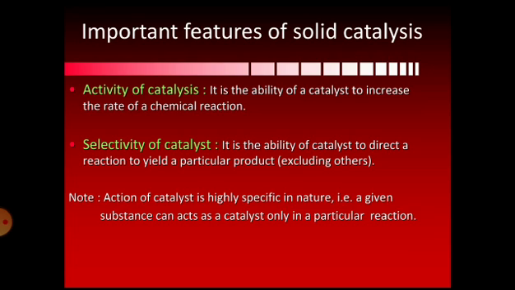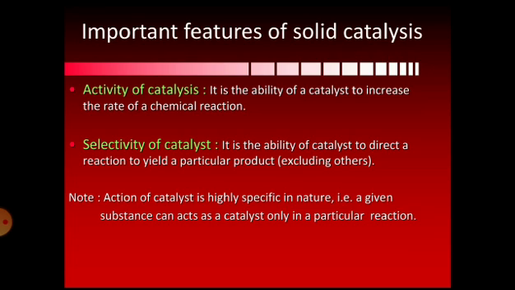If we use another catalyst instead of the proper catalyst, then we will get a different product. So that is called selectivity. A selective catalyst will give the selective product. Got it? So that is called the selectivity of a catalyst. It is the ability of a catalyst to direct a reaction to yield a particular product. So in order to get a particular product, we have to use a particular catalyst.